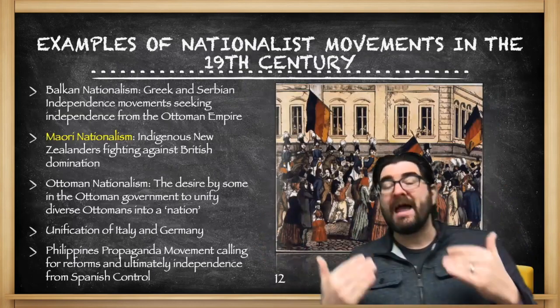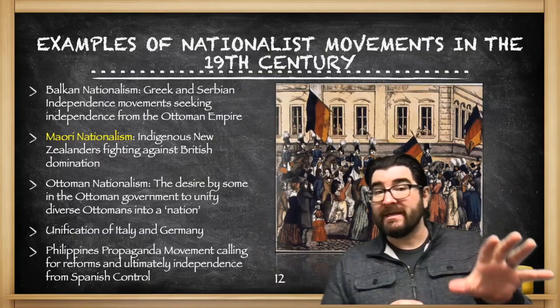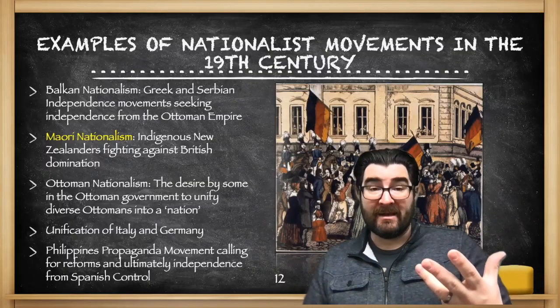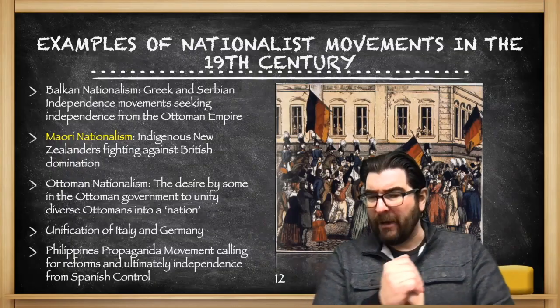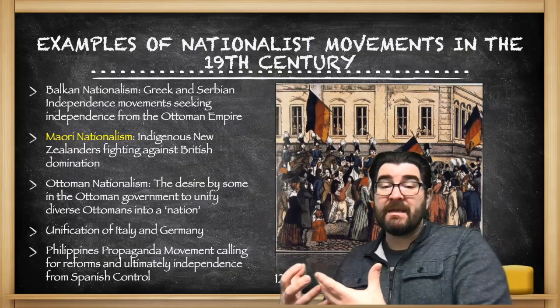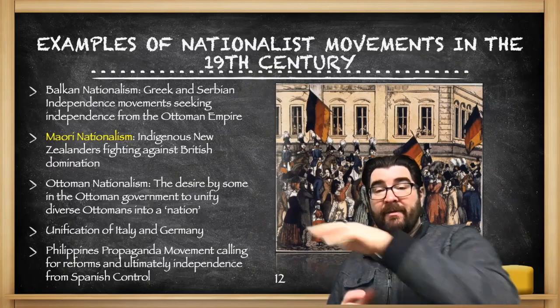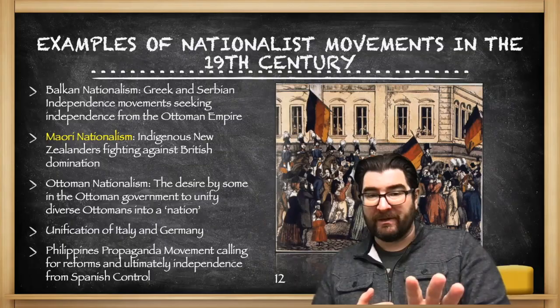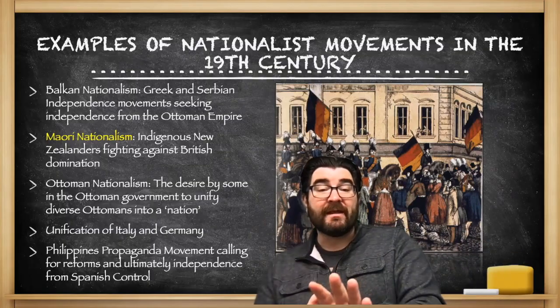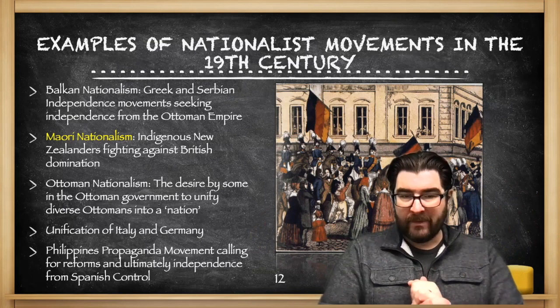And we'll see many nationalist movements grow through the 19th century. In the early 19th century, Balkan nationalism, the Balkan Peninsula, southeastern Europe, will see Greek and Serbian movements for independence from the Ottoman Empire. In the South Pacific, Maori nationalism, indigenous New Zealanders who fought against British colonial control.